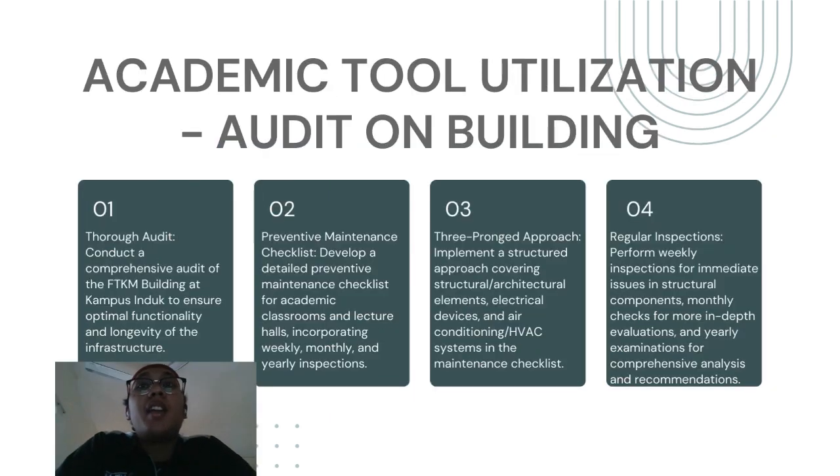And my last part is the audit on building. I want to highlight 4 points here. The first one is thorough audit, the second one is preventive maintenance checklist, the third one is three-prong approach, and the fourth and last one is regular inspection.